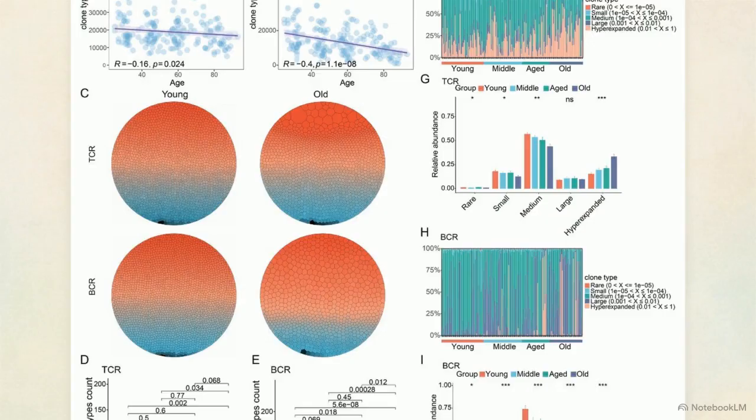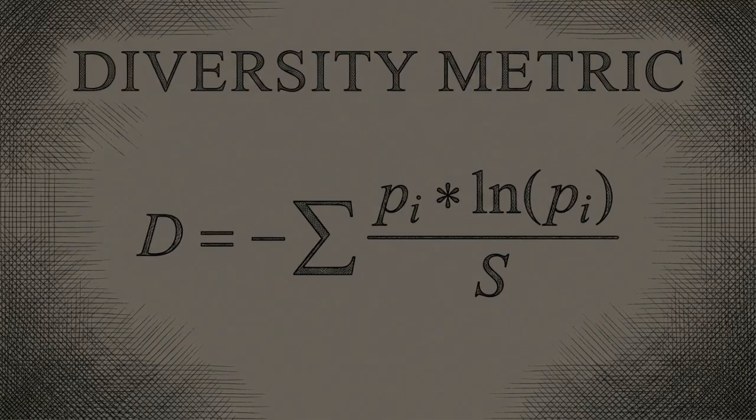This Voronoi tree map visualizes a young immune repertoire. The dense small polygons represent a highly diverse, evenly distributed pool of clones. In the older repertoire, aging forces the system into a state dominated by a few massive hyperexpanded red clones at the expense of diversity. To track this decline in diversity, researchers used the Shannon-Wiener index.